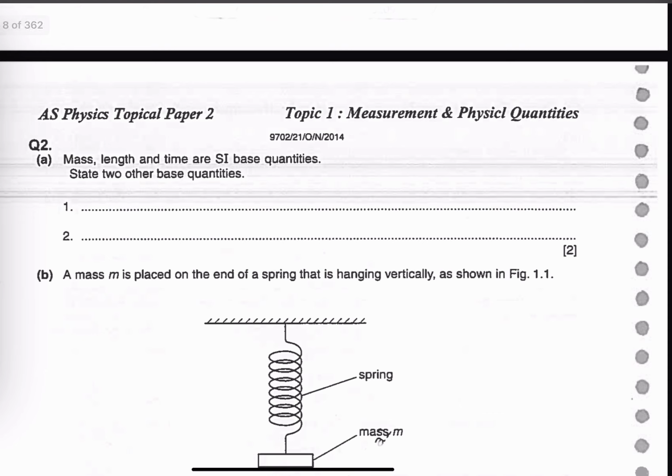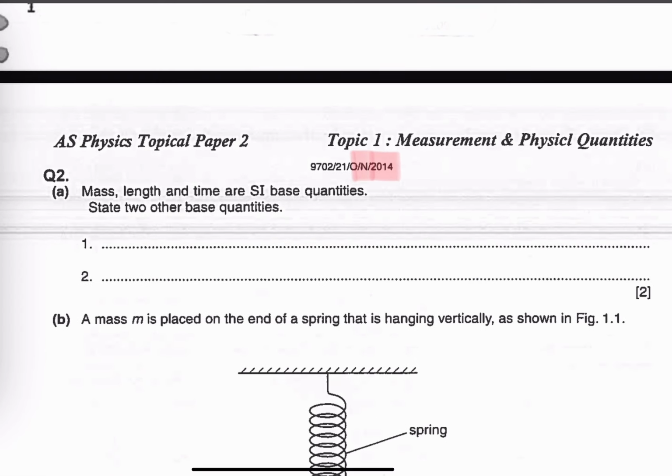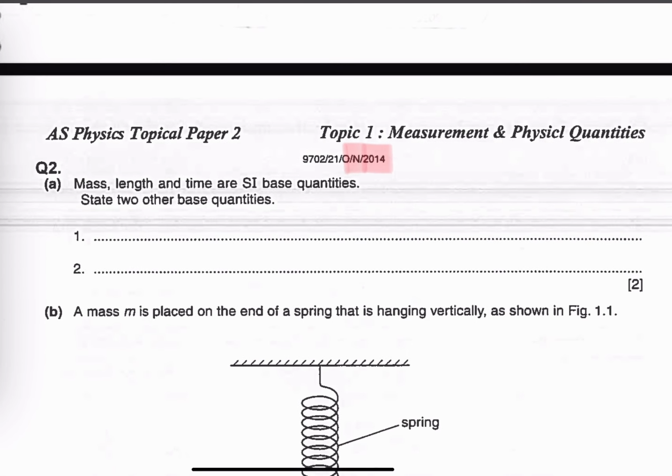Okay, so we are starting the next question. It's 2014 October November. Mass and length and time are SI base units. State any other two base units. Okay, so the other two base units can be taken as current and temperature.